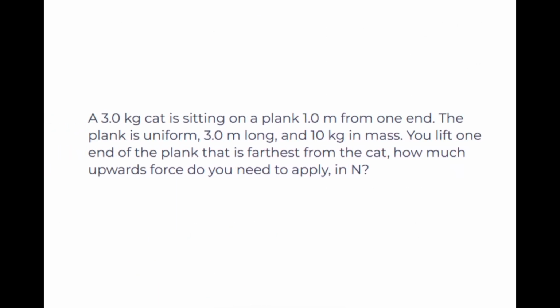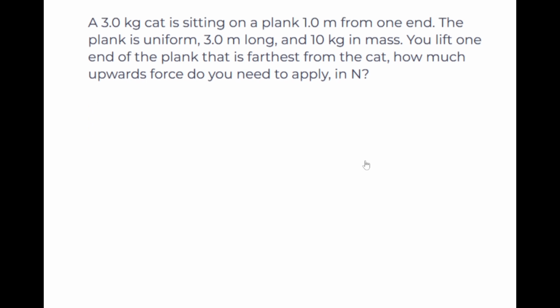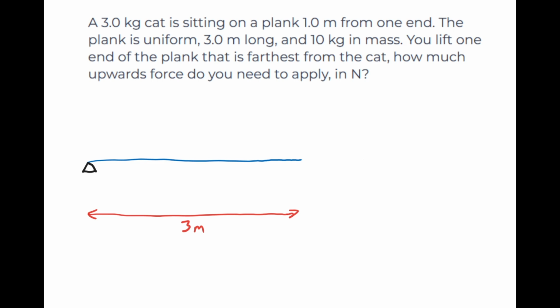Question 7. A 3.0 kilogram cat is sitting on a plank 1.0 meters from one end. The plank is uniform, 3.0 meters long, and 10 kilograms in mass. You lift one end of the plank that is furthest from the cat. How much upwards force do you need to apply in newtons? So let's draw this out. Here's the plank. The length of the plank is 3.0 meters. Let's place the fulcrum on the left end, and the cat is sitting 1 meter from the end.